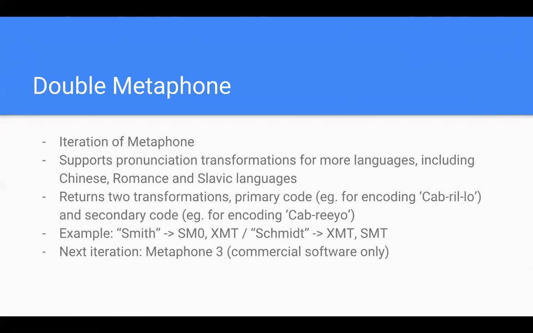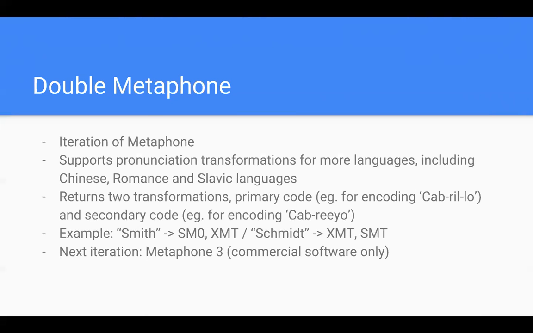It returns 2 transformations. One is the primary code, which is how the native speaker would pronounce a particular name. So for the input Cabrillo, your encoding would be Cabrillo. Sorry, that would be the secondary encoding is what the native speaker would pronounce it as. And the primary one is what an English speaker would pronounce it as. So in this case, it would be Cabrillo. So again, I've given an example down below.